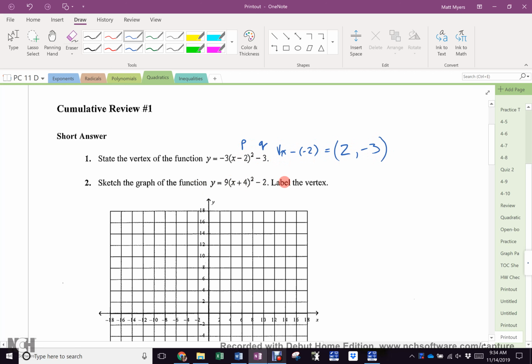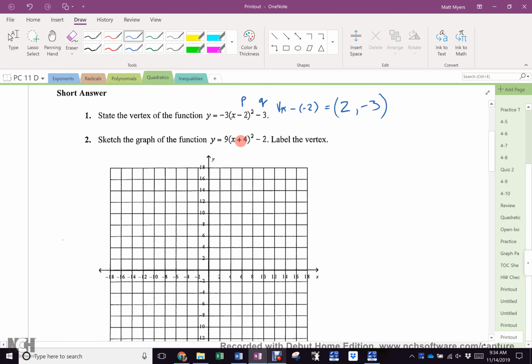Graph this and label the vertex. Again, it is in vertex form, so negative 4, but look, I've made it very tricky. Each square is worth 2, so negative 4, negative 2 is right there. Then I'm going up by 9, so I go over 1, and I've got to go up 9: 2, 4, 6, 8, 9, right in the middle of that one, and then 1 away, right there. It is long and skinny, and that's the vertex at negative 4, negative 2.